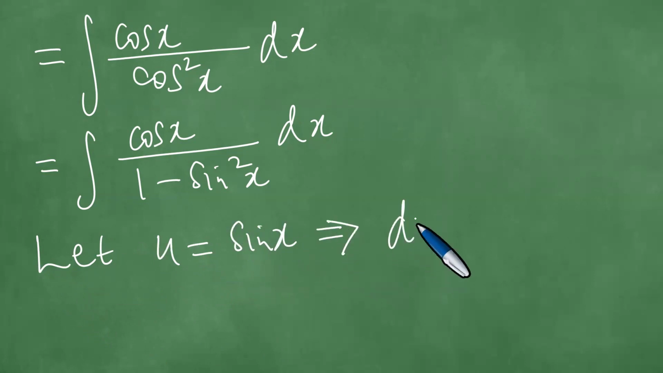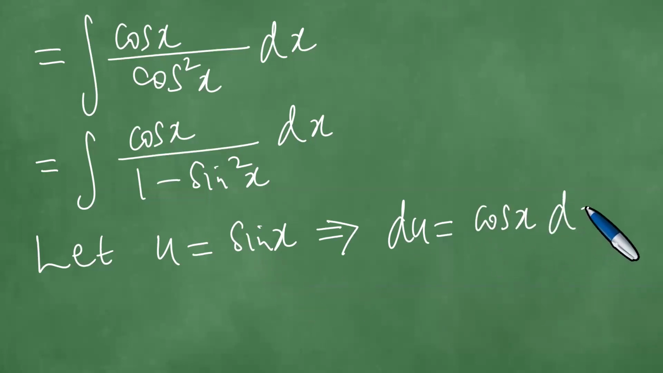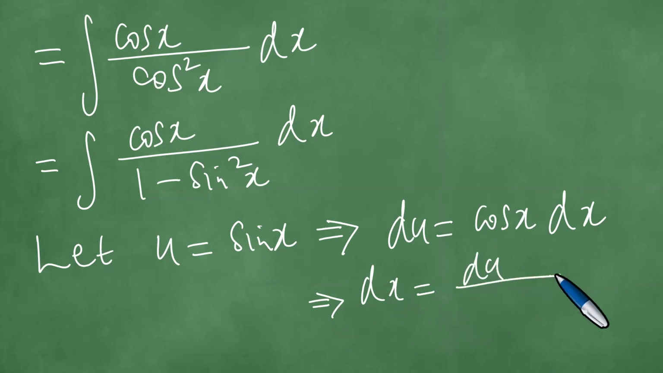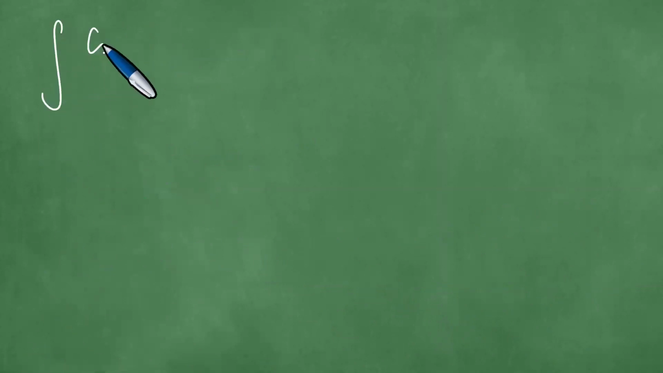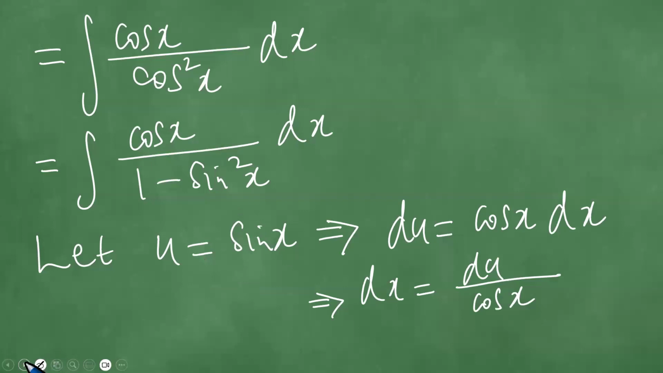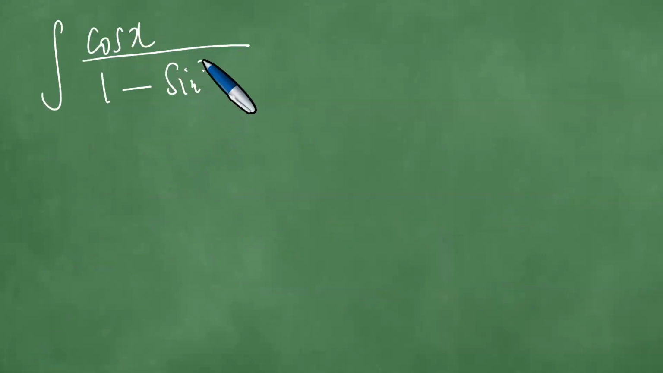And this means that du equals the derivative of the sine, which is cosine x dx. And then this means that dx is du divided by cosine x, like so. And we then proceed to carry this forward and say we have the integral of cosine x divided by 1 minus, right, we know very well that it is 1 minus sine squared, with respect to x.